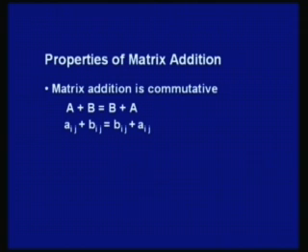And this can be proved easily because A plus B will have a typical element Aij plus Bij, while B plus A will have Bij plus Aij as its ijth element, and since Aij and Bij are numbers, Aij plus Bij is the same as Bij plus Aij. So, the matrix addition is commutative.